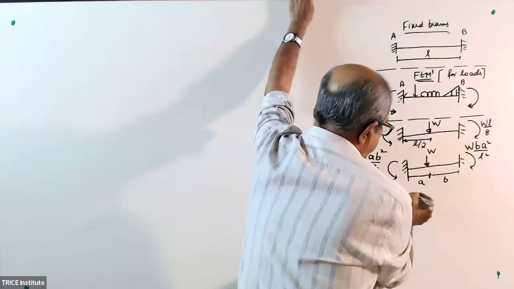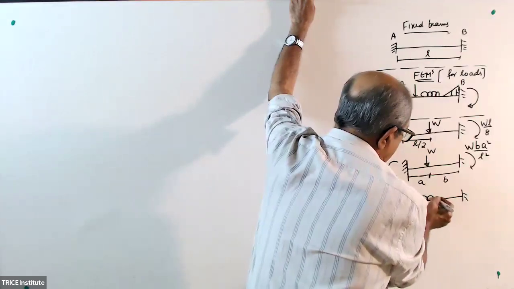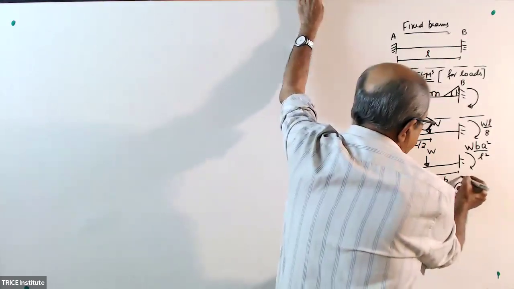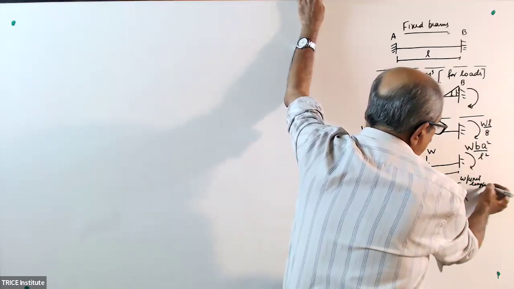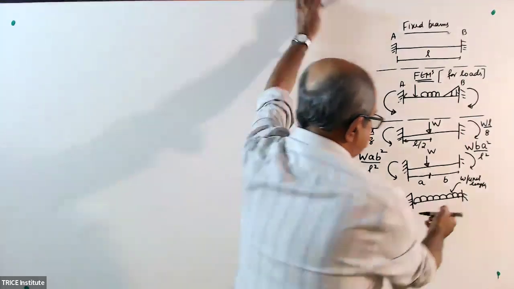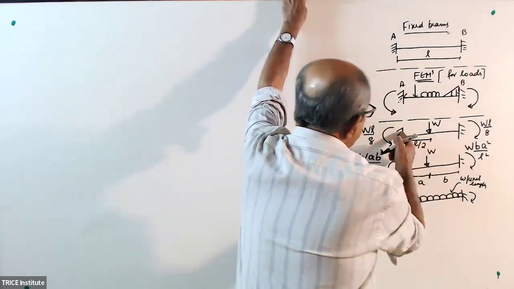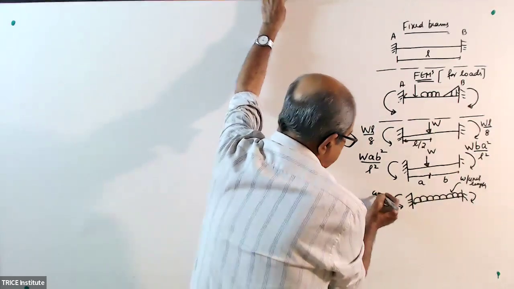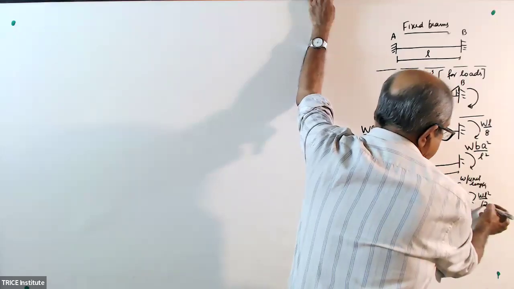Next, if fixed beam is subjected to UDL, see, UDL, w per unit length, it is intensity of load. That much common sense should be there. w per unit length means it is intensity of load. How much per unit length? Like kilonewton per meter. Span L. Again, symmetry, both are equal. Remember, central load is WL by 8. UDL is wL square by 12. This also wL square by 12.